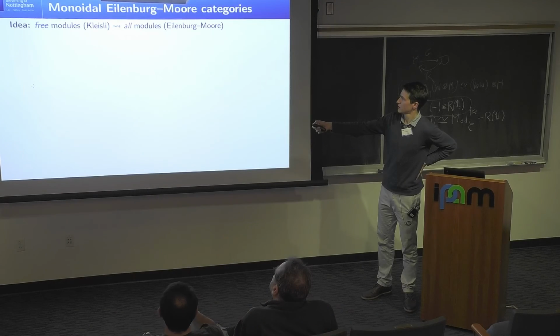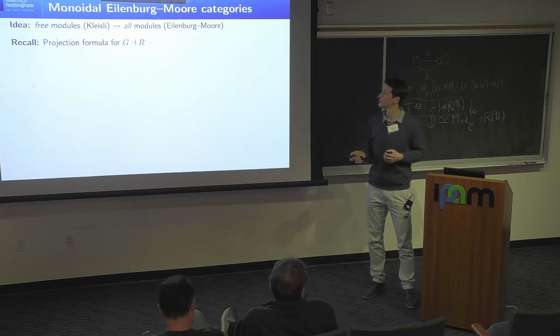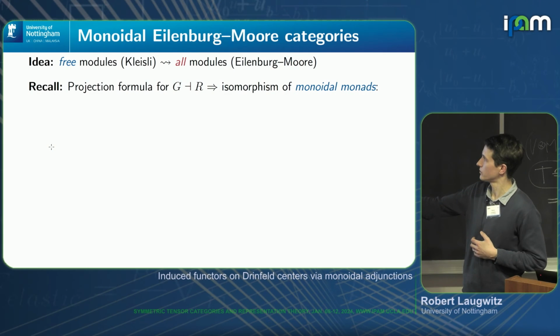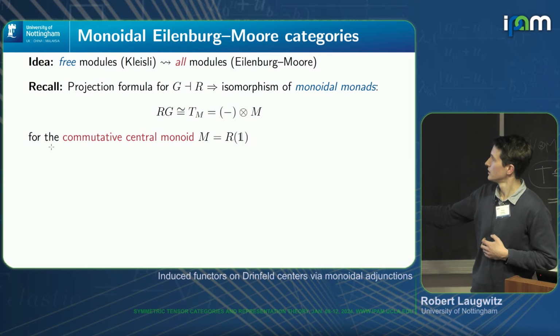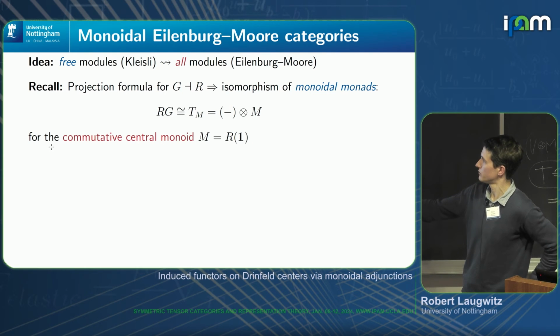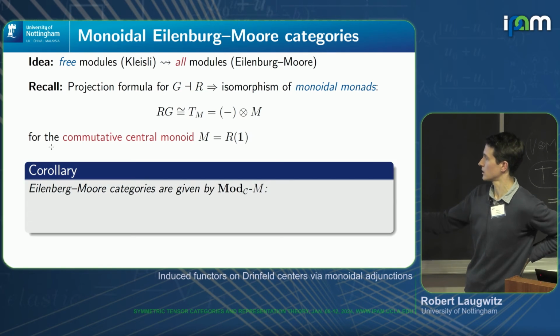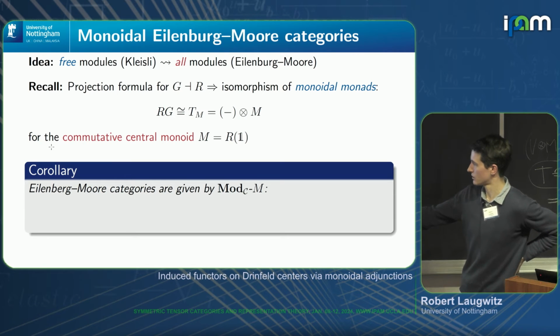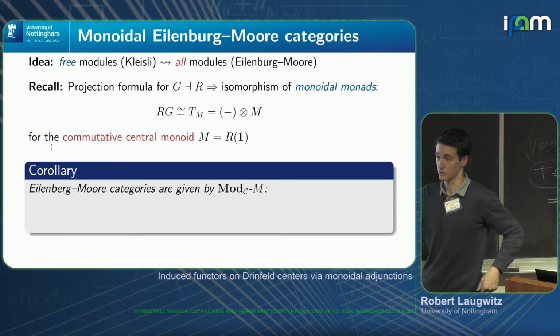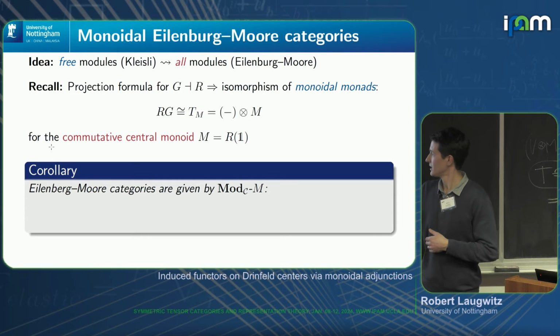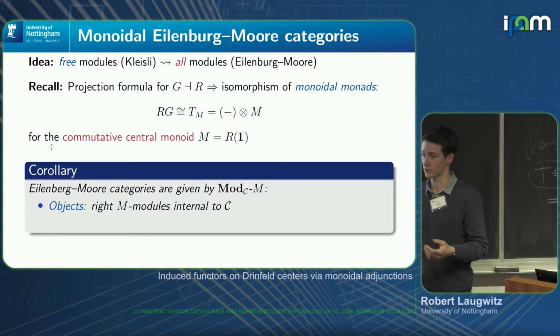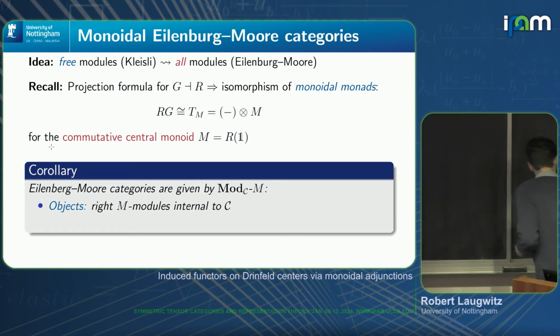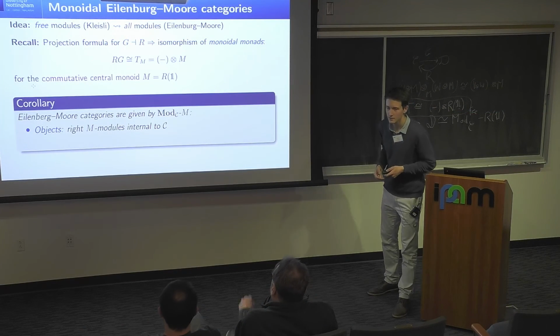And the idea here is somehow the Kleisli category corresponds to free modules of an algebra object, and then the Eilenberg-Moore category would be all modules. So if the projection formula holds for a monoidal adjunction, then we have this isomorphism of monoidal monads. So instead of trying to think about the Eilenberg-Moore category for T, we can just think about modules over R1 internal to the category. So all of the Eilenberg-Moore categories are really given by mod C of M, so internal modules over M inside of C. Now here, this category was studied by Schoenberg, and so Eilenberg-Moore is a mix of Eilenberg and Moore.